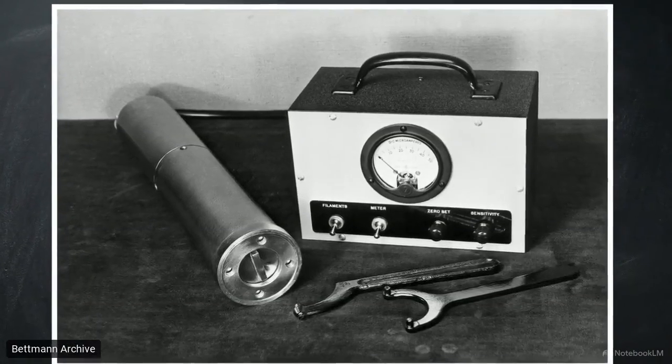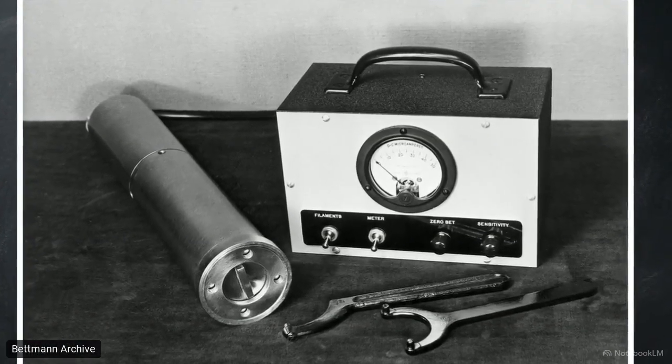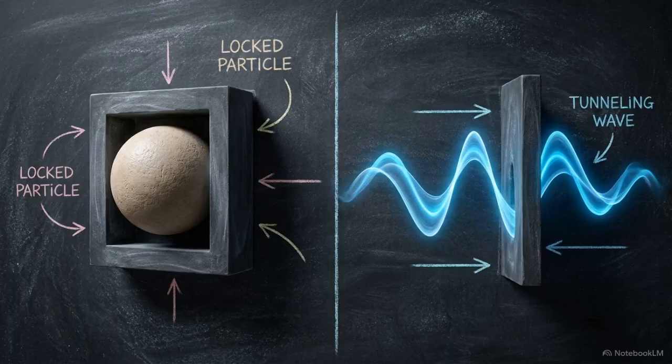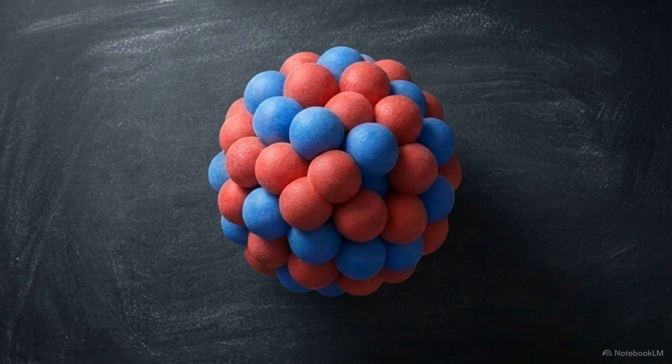Yet, if you place a Geiger counter near a block of uranium, you will register alpha decay happening continuously. To understand how the universe allows this, we must discard classical particle physics entirely and apply George Gamow's 1928 theory of quantum tunneling. The instability stems from the microscopic forces fighting inside the nucleus.